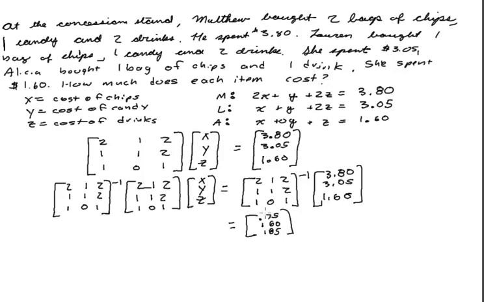So that tells me X is 0.75, so that's the cost of chips. So chips, 75 cents. Candy, that's this one, 60 cents. And drink, 85 cents. And by the way, that's where they make all the profit, just in case you were wondering, because it doesn't cost a whole lot for them to get the drinks, and that's where all the profit's coming from.